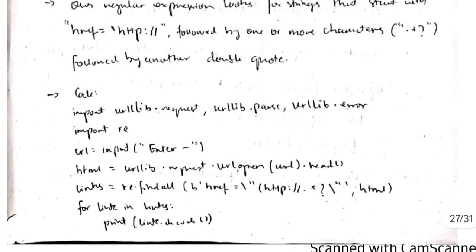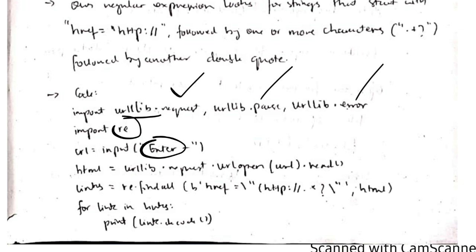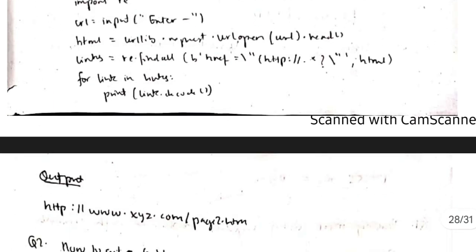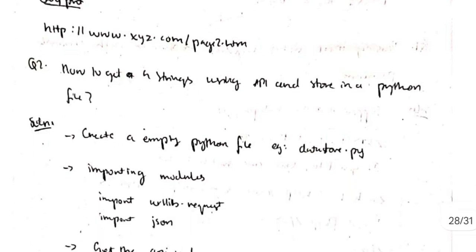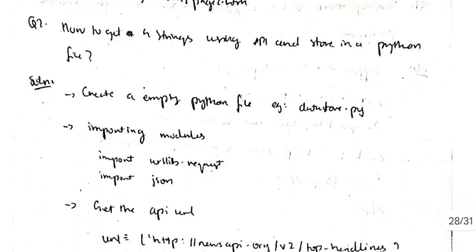Okay, so when we write the code, we will import urllib with request, parse and error, and after that we import the regular expression module. Then the URL is entered, and that will be stored in HTML. Then in links we will store all the matching expressions. After matching all the expressions starting from HTTP, we have stored them in links. Whichever links we have found in the given web page will be displayed here. Okay, so that was about the first question. The second one is how to get 4 strings using API and store them in a Python file.